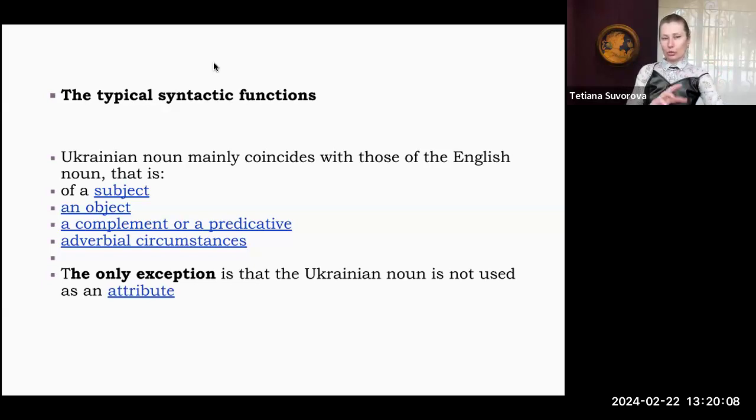So we can translate a little bit differently. For example, yes, express this function of purpose, for what it is used. In a prepositional phrase, noun plus noun in Ukrainian, but with a preposition. It's never used as an attribute in a preposition.